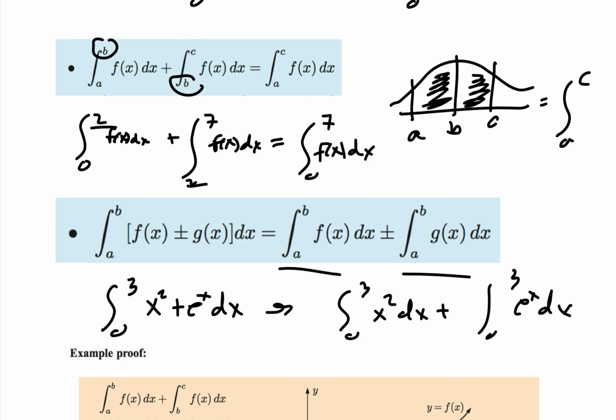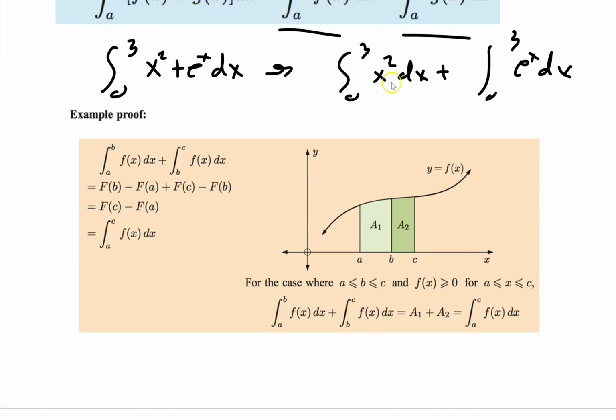Here's another new one. It's like the transitive property. If they connect, you just add them both together. And then that's another old one.